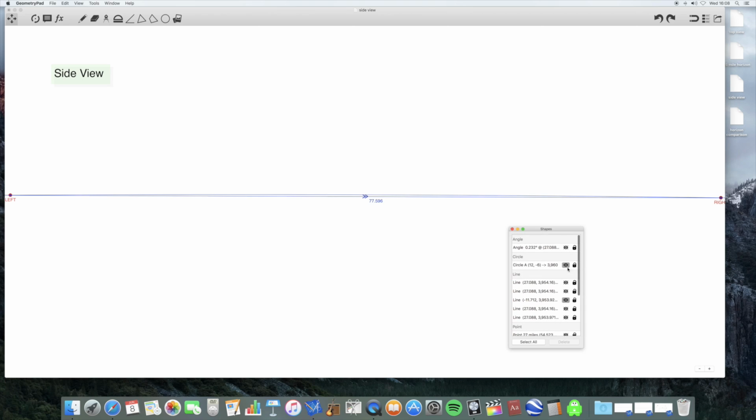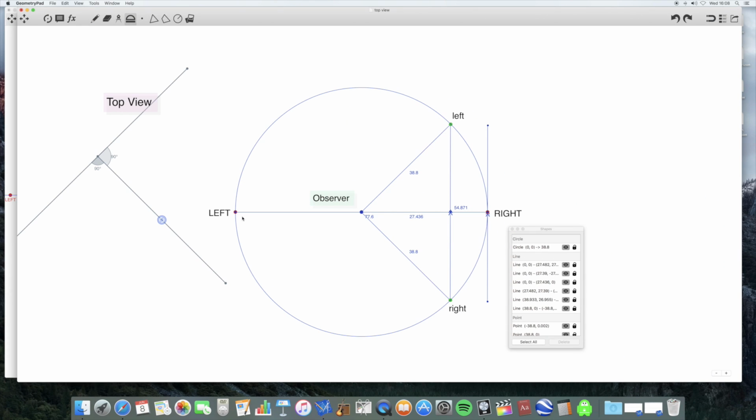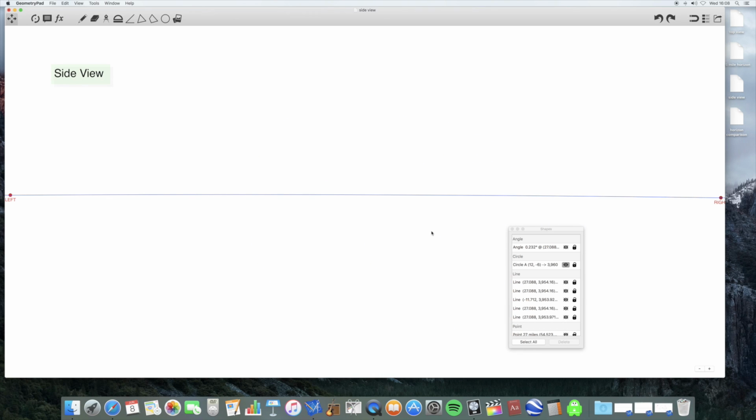I can turn the circle off. So that's the perfectly straight line, and that's the curved line. That's what this circle looks like from the side. If you took this line from left to right that follows the arc of the circle, that's how curved that would look from the side. Not very curved at all.